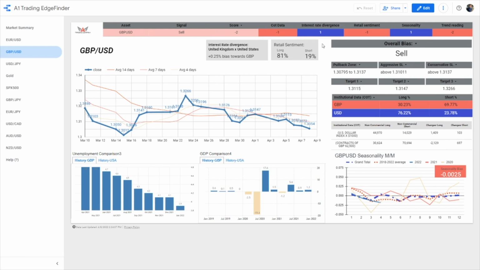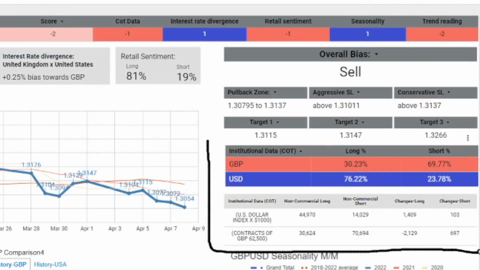The COT data, which is right here. Take a look at this. So the COT data is telling us something. It's giving us a bias on the British pound against the US dollar. Right now, GBP has 30% of institutional traders are long, whereas 69, 70% are short. So this gives us a short outlook on the pound itself.